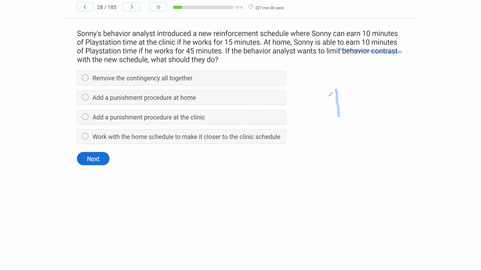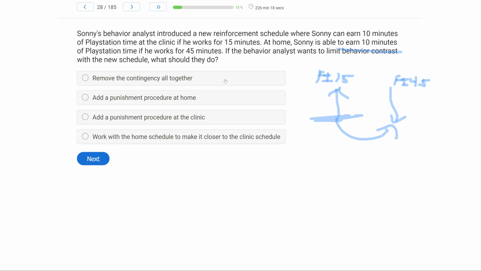And what typically happens is the behavior will go up or down in one environment and then down or up in the other. They're going opposite directions. In this case, if Sunny is earning 10 minutes of PlayStation time on an FI 15 here, and then an FI 45 here gets the same reinforcement, well, those are very far apart. So when he leaves this environment and goes here, he's learning that after 15 minutes, I should get reinforcement. Here, it's going to be 45, and that schedule's been faded a lot. So behavior might look very different given the difference in schedules.